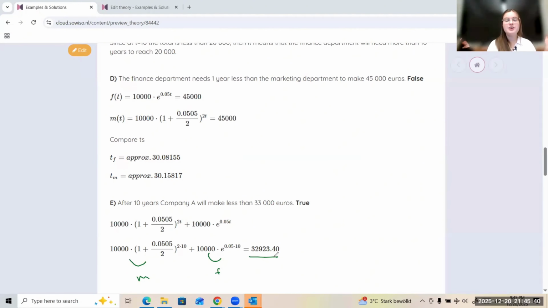So yeah, I hope now the difference between an equation-based task or a functions-based task and a text-based task is clear, and that you're more ready and prepared to approach the statements on exam day.